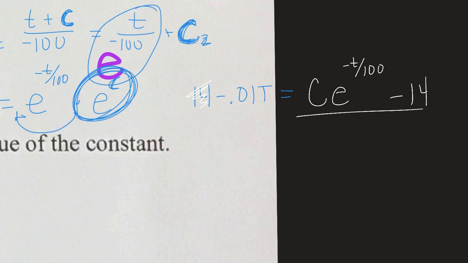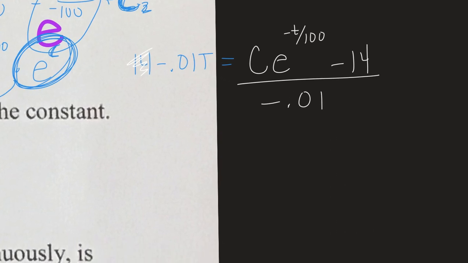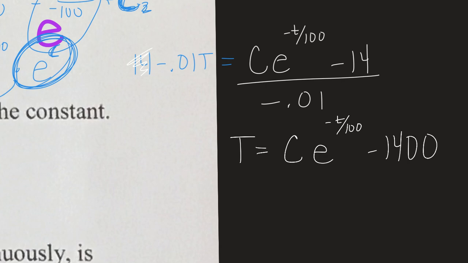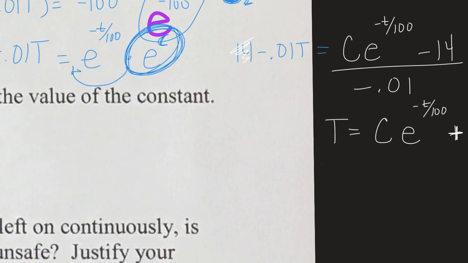And then divide everything by negative 0.01. In other words, we're going to multiply everything by negative 100, because we have a negative there. Then that's going to be some other random c value times 100 from before. But we're not really worried about it because we don't have an initial value. We're going to multiply that, and this now becomes a plus, because negative 14 divided by negative 0.01 is a positive 1400. So there's your T value: ce to the negative t over 100 plus 1400.